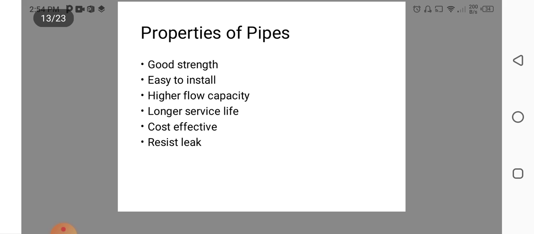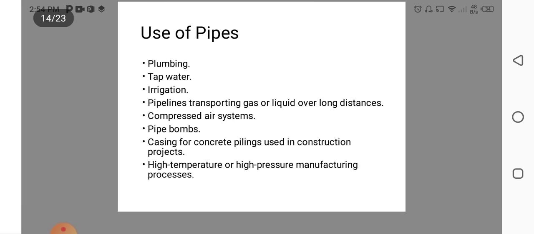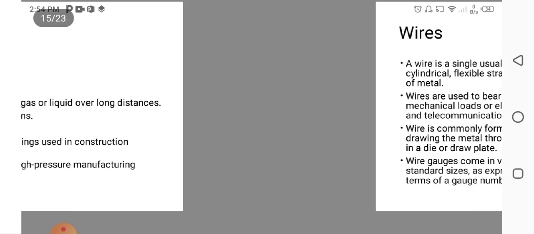Properties of pipe: it should have good strength, be easy to install, have high flow capacity, long service life, be cost effective, and resist leaks. These are some of the properties of pipe. Uses: mainly it is used for plumbing and water transporting, irrigation, pipelines transporting gas or liquid, and compressed air. It is also used for pipe bombs, casing for concrete pipe piling, and high temperature or high pressure manufacturing processes. Here are some of the uses of pipes.